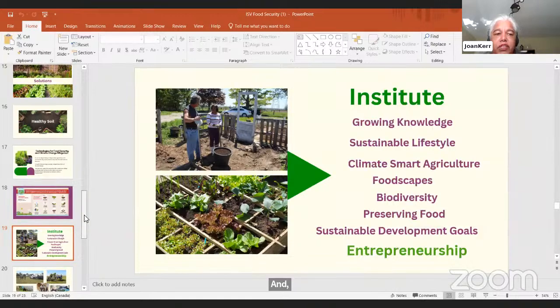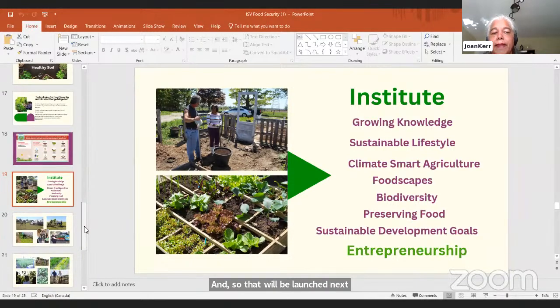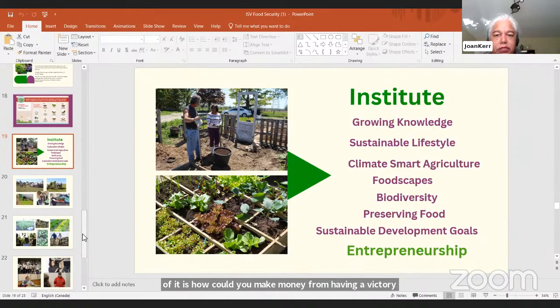And a big part of it is how you could make money from having a victory garden. And I can tell you, you can make lots of money for yourself, not billions or millions. You don't need to make that. You just need to make some money.